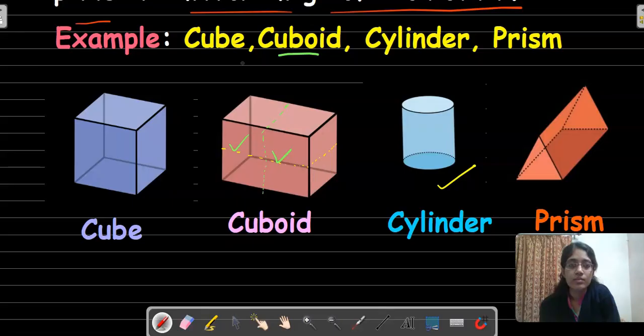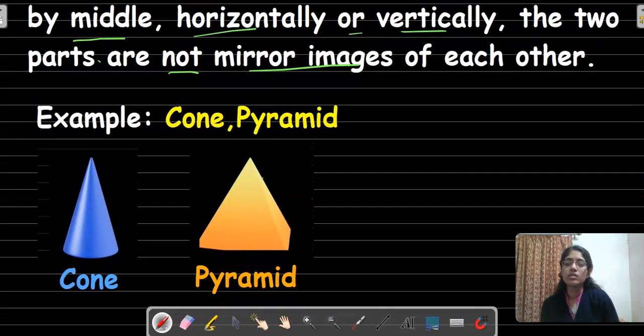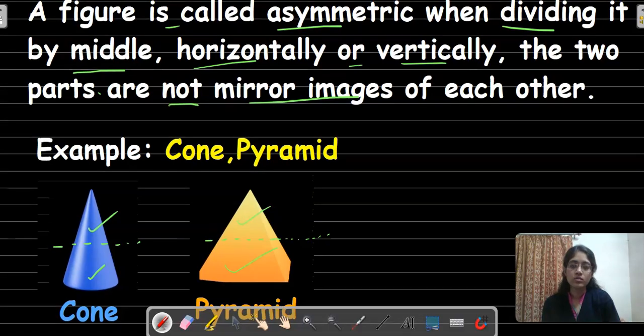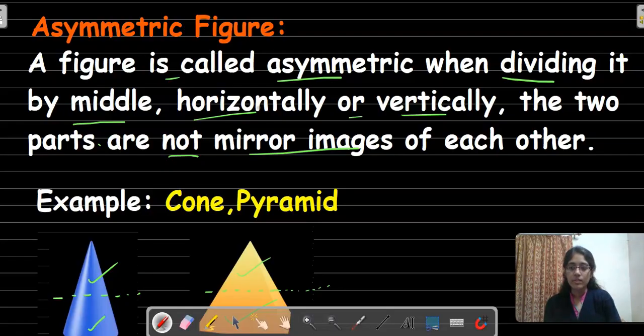Now let's know what is an asymmetric solid. A figure is called asymmetric when dividing it by middle, horizontally or vertically, the two parts are not the mirror images of each other. So see the example, there is a cone. You divide a cone horizontally by the middle. These two parts are not the mirror image of each other. Similarly in pyramid, divide this horizontally by the middle. So these two parts are not the mirror images of each other. Therefore, this cone and pyramid are not symmetric. These are asymmetric figures.